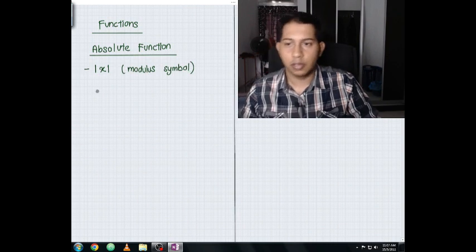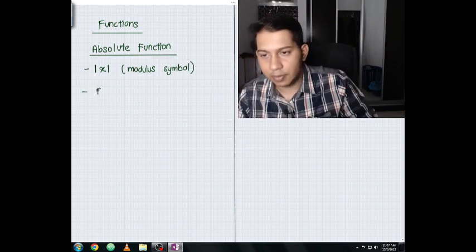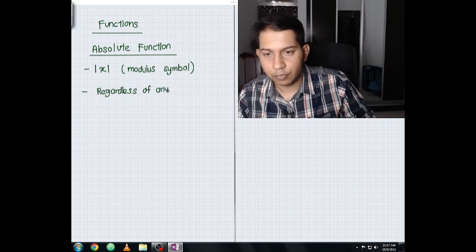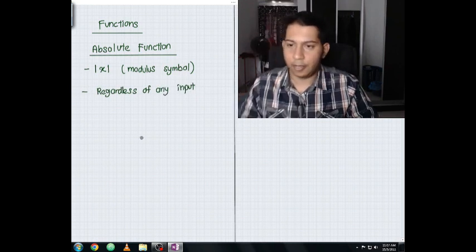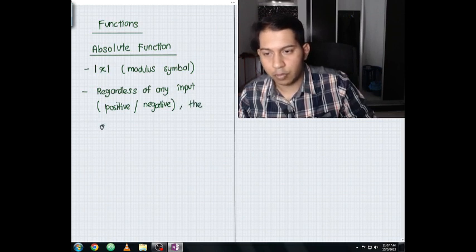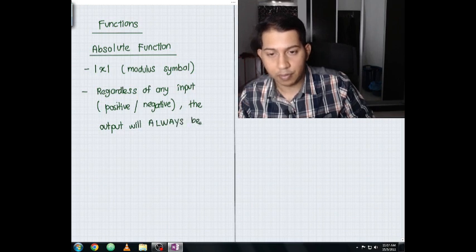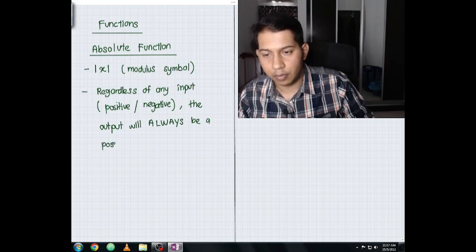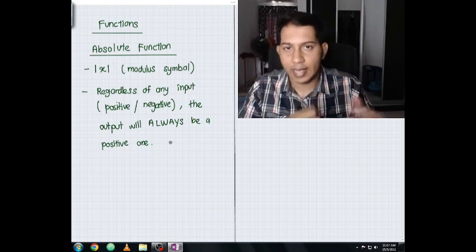Let me write the explanation over here. Regardless of any input, or you can say object, so any input, it could be positive or negative, the output will always be positive. So this is the explanation of what an absolute function is.